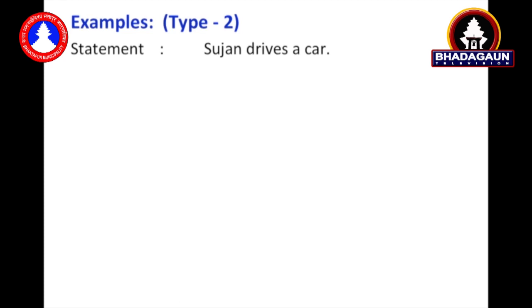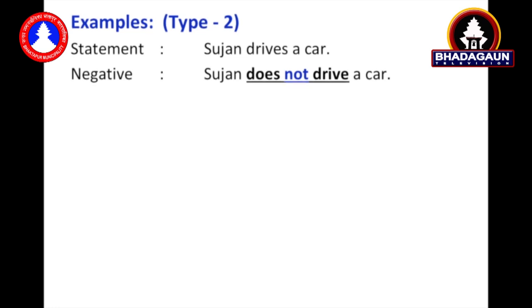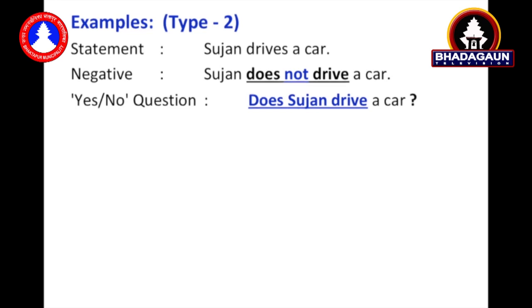The statement is Sujan drives the car, and what is the negative? Its negative is Sujan does not drive a car. And its question is, does Sujan drive a car? Dear students, this example is quite different from the examples given in type 1, because in this sentence we don't have an auxiliary verb. If there is no auxiliary verb, we have to go through the main verb, and the main verb is drives here. Drives is simple present, singular, and it's the V5 form.